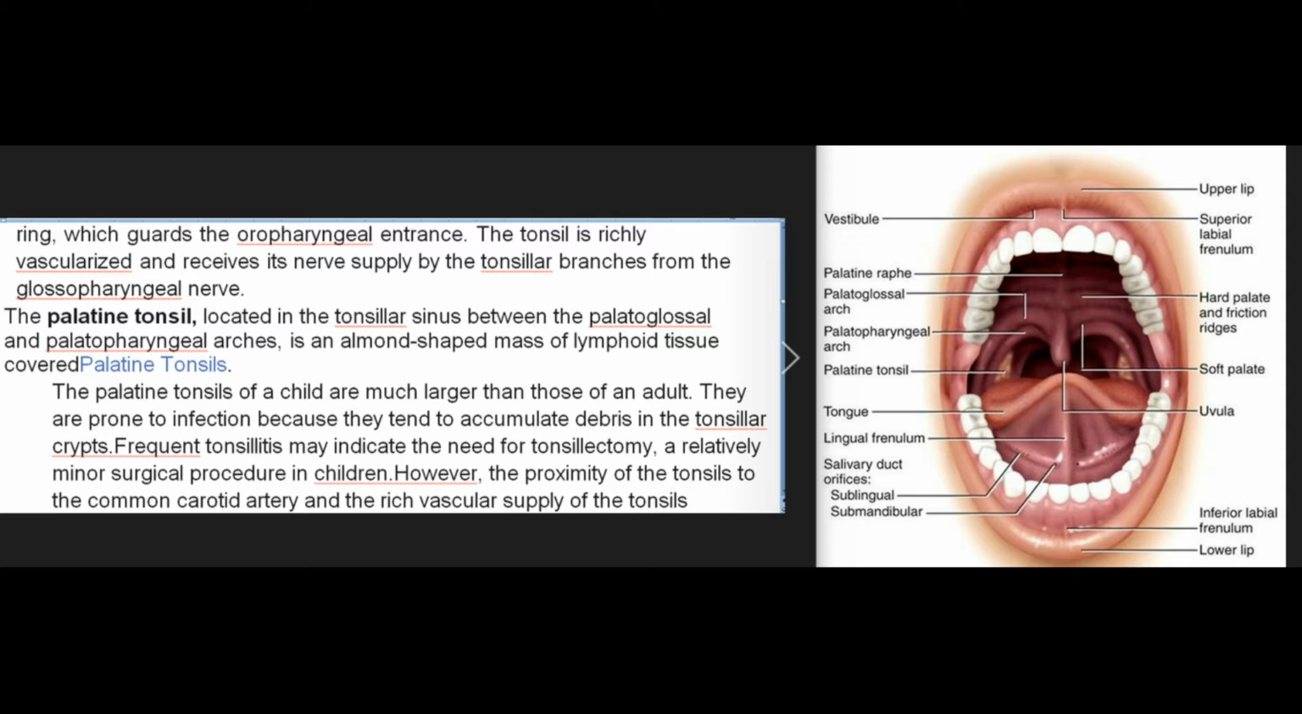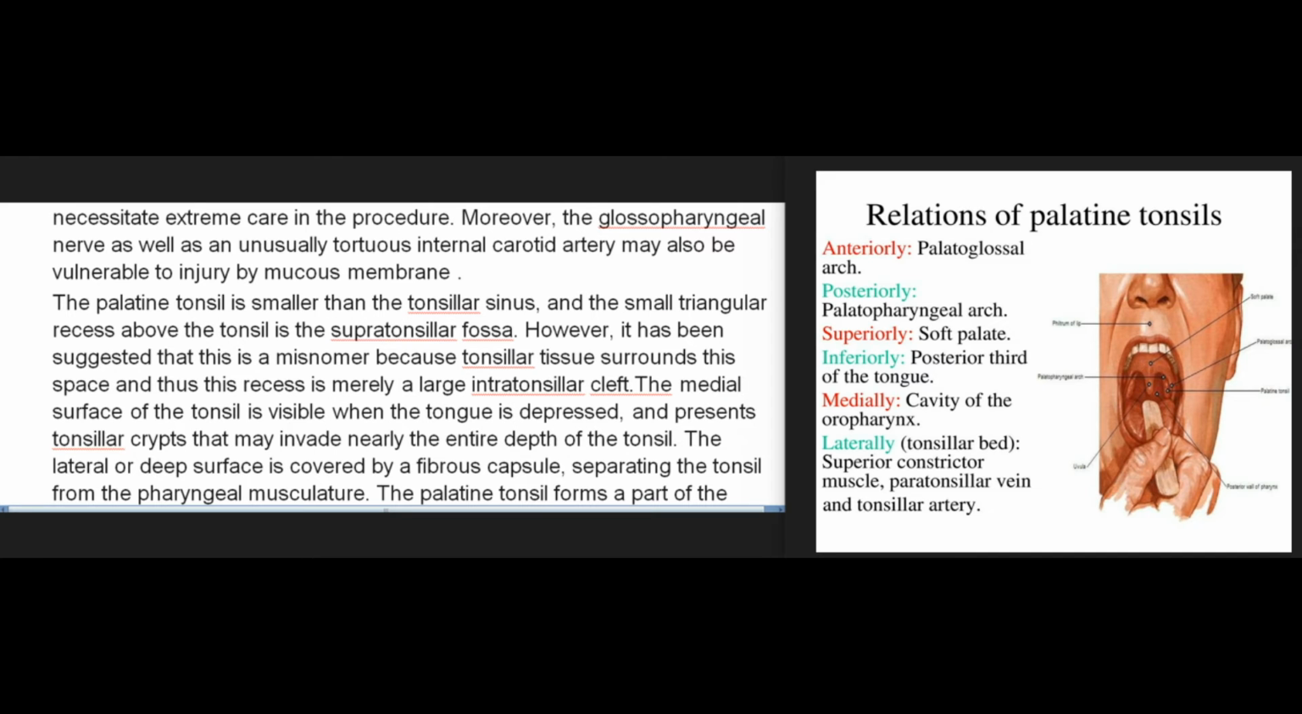They are prone to infection because they tend to accumulate debris in the tonsillar crypts. Frequent tonsillitis may indicate the need for tonsillectomy, a relatively minor surgical procedure in children. However, the proximity of the tonsils to the common carotid artery and the rich vascular supply of the tonsils necessitate extreme care in the procedure. Moreover, the glossopharyngeal nerve as well as an unusually tortuous internal carotid artery may also be vulnerable to injury by mucous membrane.